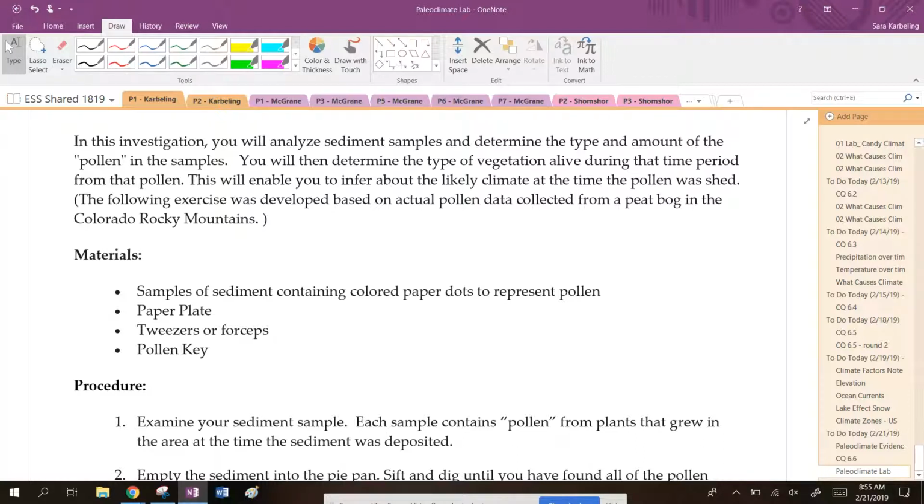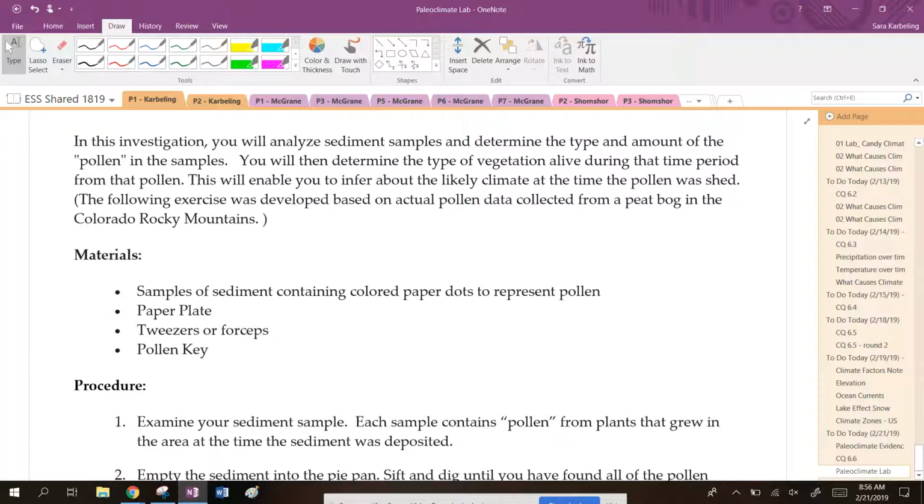This will enable you then, this is the scientific part. This is where your brain comes into it. This is where you have to think and not just do, right? It's going to enable you to infer. Do you know what infer means? Has anybody ever heard of that? Or an inference? Yeah. Guess. Knowledge of the climate. Absolutely.